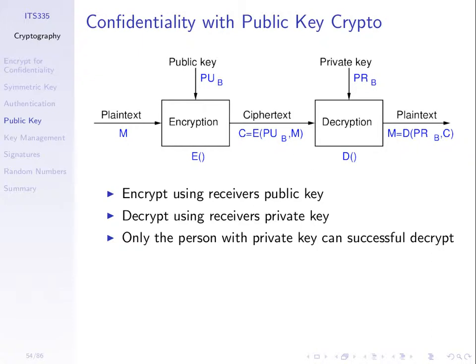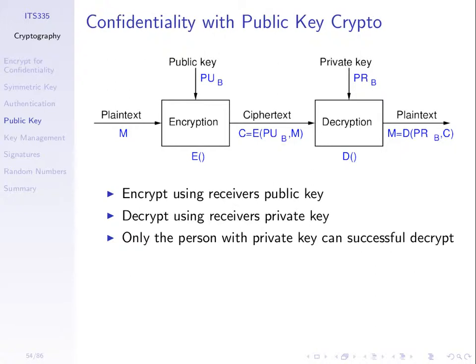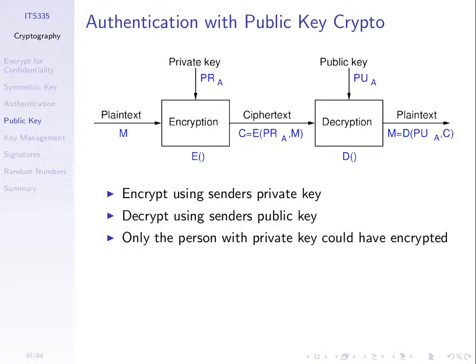The other way we use public key crypto is for authentication. We don't care if someone sees the message, we care that B can confirm that the message came from A. Look at the difference between the two slides. In the first case, A encrypted using the public key of B, and we decrypt with the private key of B. In the second case, A encrypts with the private key of A, and B decrypts with the public key of A. We swap the keys and use the source's keys in this case. Your homework is to find out why that works.